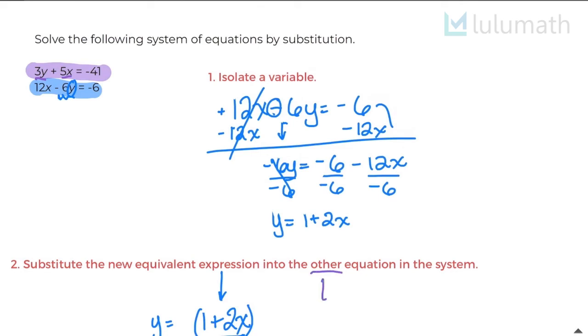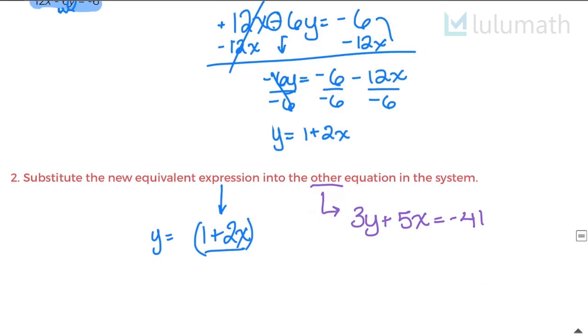So the other equation is our purple one that we have here, which is 3y plus 5x equals negative 41, okay? So again, every time I see a y, I'm going to substitute in my expression, which is 1 plus 2x right here. So I'm going to say 3 times the quantity, I'm going to take the y out, I'm going to replace it with 1 plus 2x, okay? Plus 5x equals negative 41.